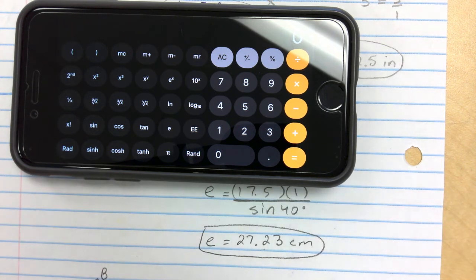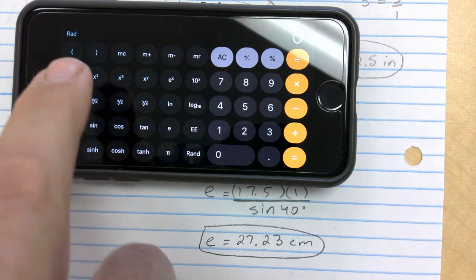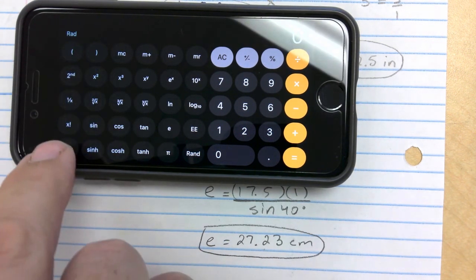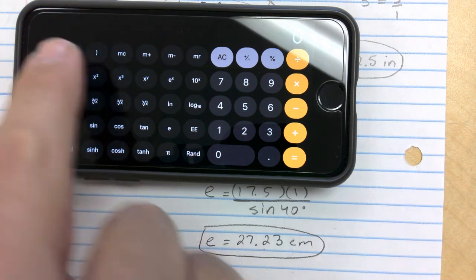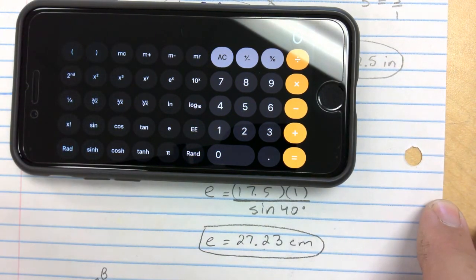So look at this, there's a rad here. If you press rad, then now you're in radians, right? So you should be pressing degrees, and then there's nothing there, but now you're in degrees. So it's only the two options.